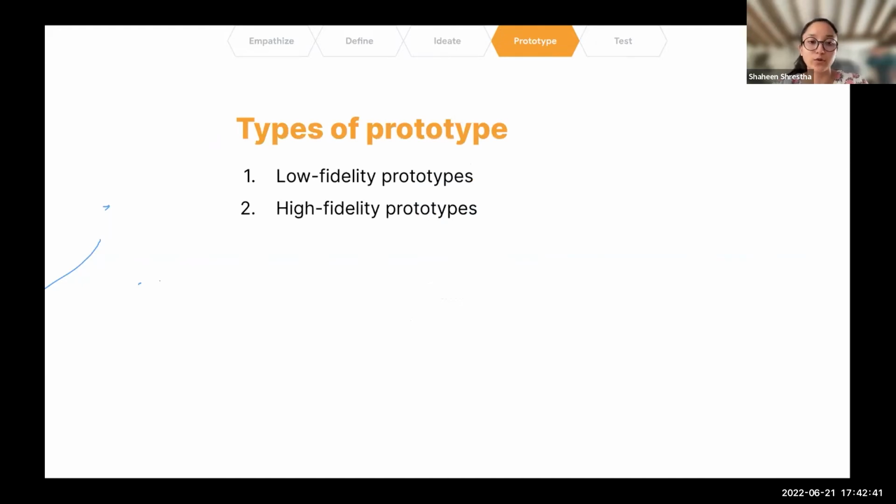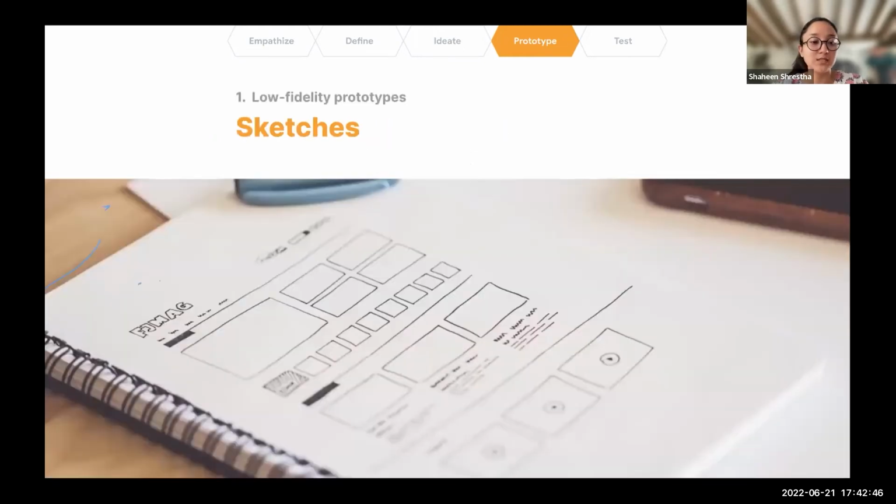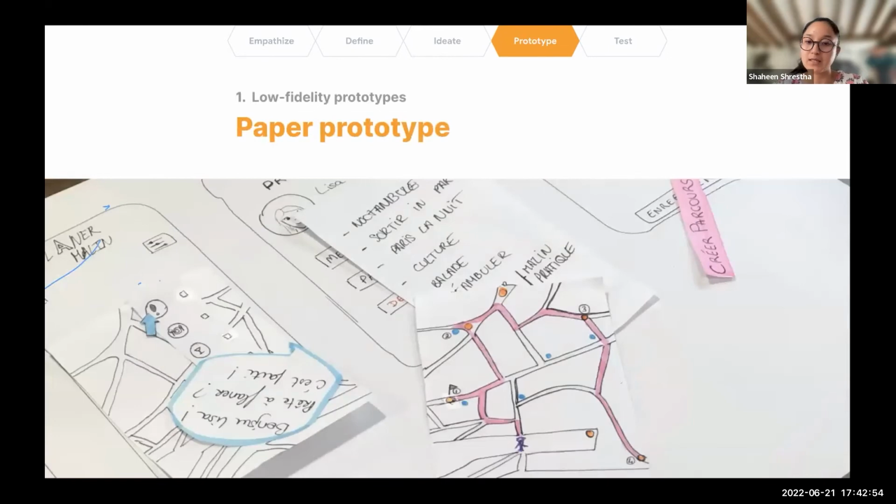So there are two types of prototype. One is low fidelity, one is high fidelity. So low fidelity, these are sketches. These are things that we more often than not do on pen and paper. You know, we don't go to the computer yet. हामीले brainstorm गर्छौं, लेख्छौं, we ideate, we sketch, होइन.